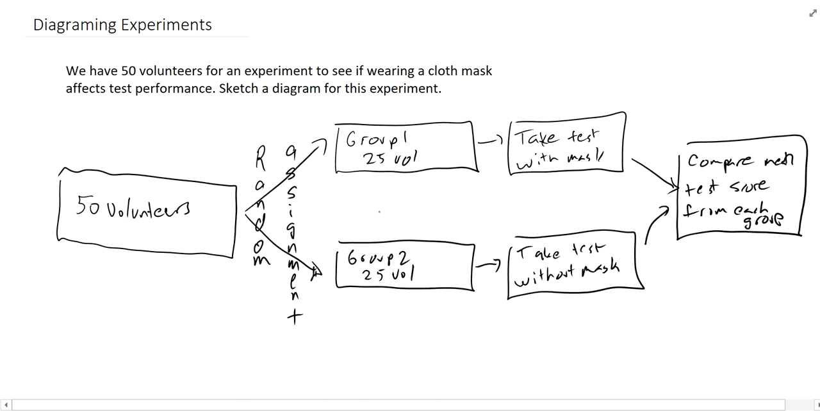We want to use as large a group as we possibly can. We want a randomization happening between those two. And then we want to be specific over here about what we're comparing at the end. So that's what a diagram should look like.